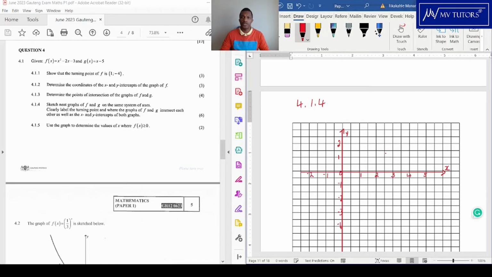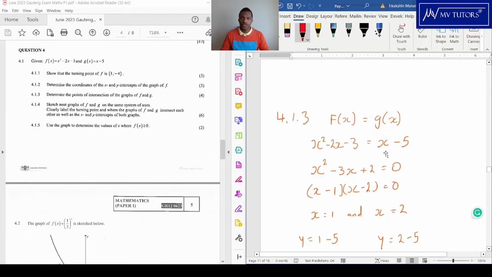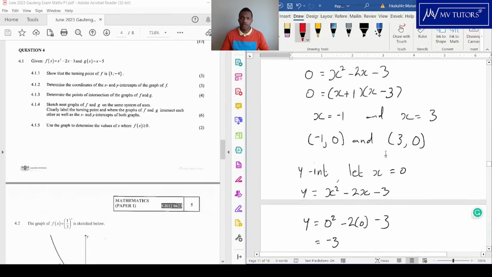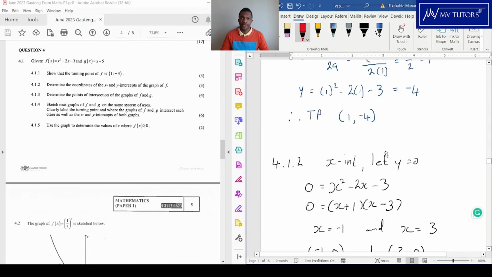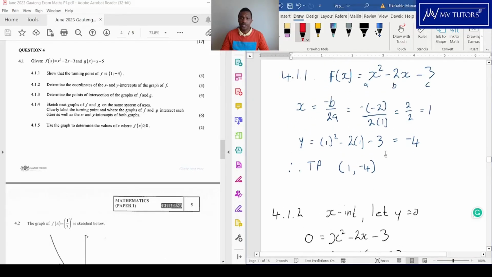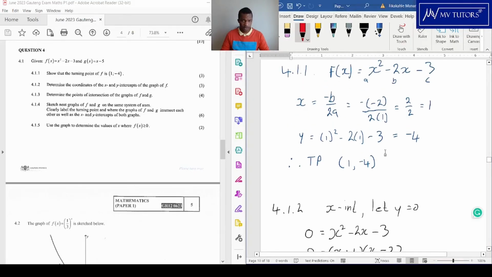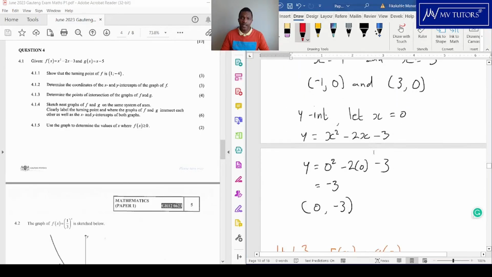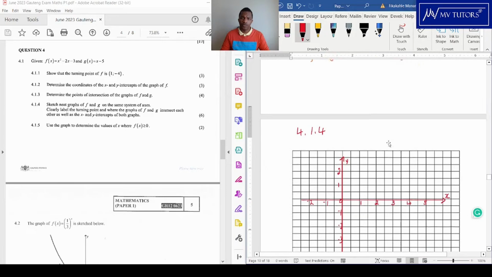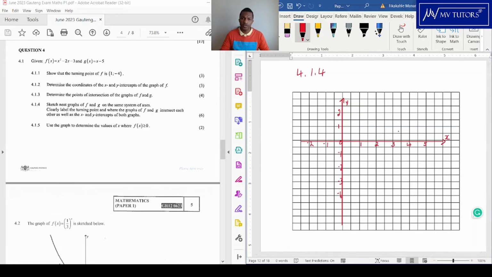Okay, let's do the next question now, which is 4.1.4. Now I took the liberty to draw the Cartesian plane, but what we're going to do is plot all these points and coordinates that we solved here, starting with the turning point 1 and minus 4. So it's a positive 1 and a minus 4 right over there.